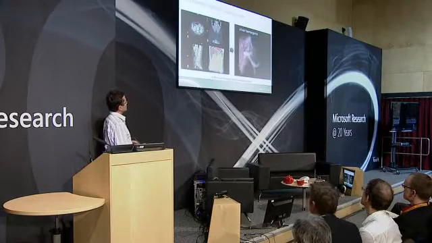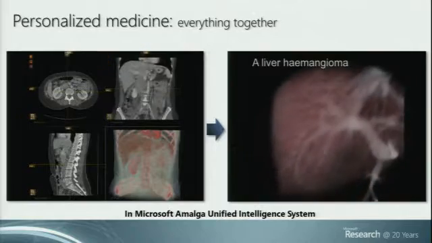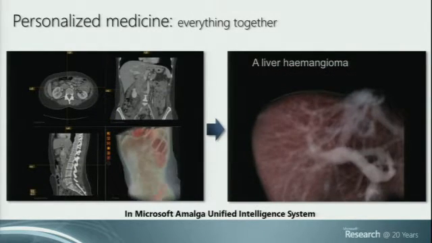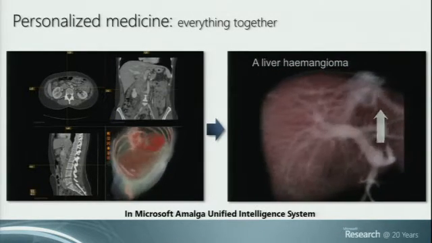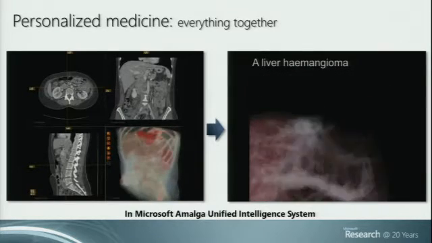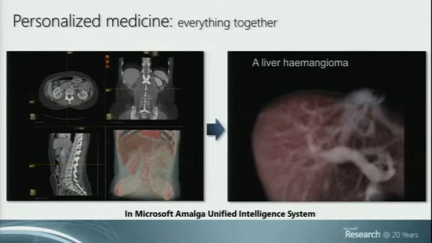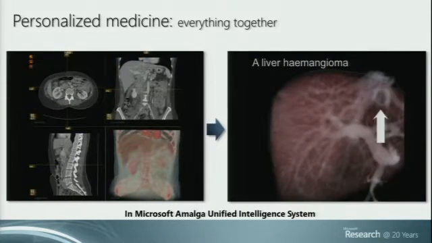So now we can put everything together. We can put the 3D rendering together with our semantic navigation into one single application, which, by the way, is now part of a Microsoft product, as Andrew Blake was mentioning earlier. It's called Amalga. And it is sold to hospitals, and this is something that radiologists love, and they've been asking me to produce for them. So there we have it.